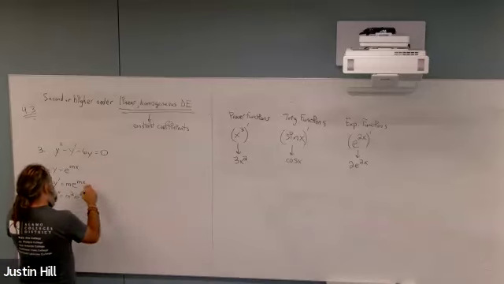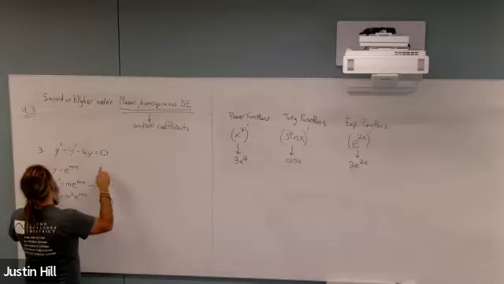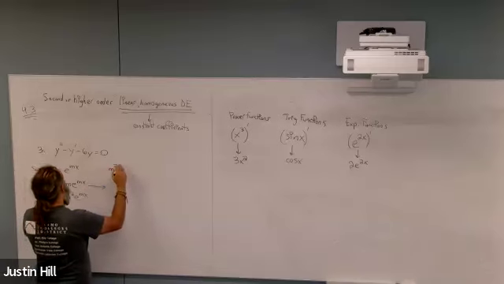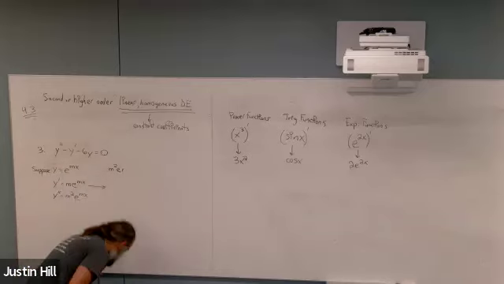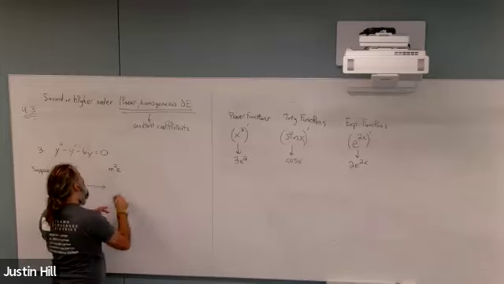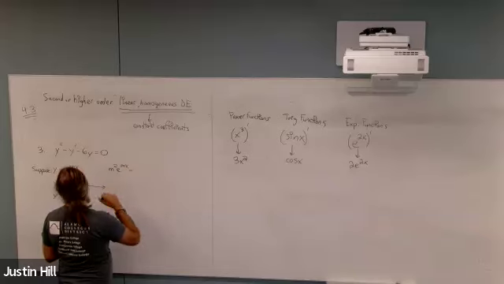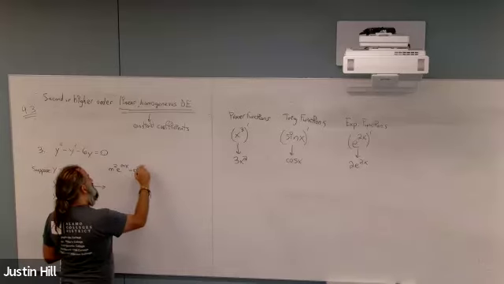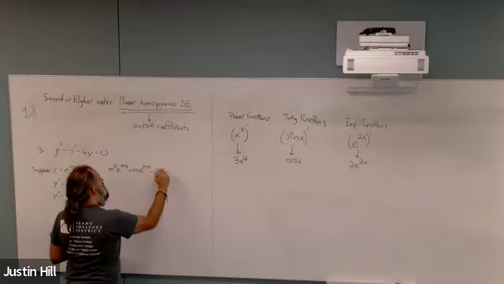So that's what we're going to do. I'm going to rewrite this with just everything plugged in. So what we have is m squared e to the mx, minus m e to the mx, then minus 6 e to the mx.